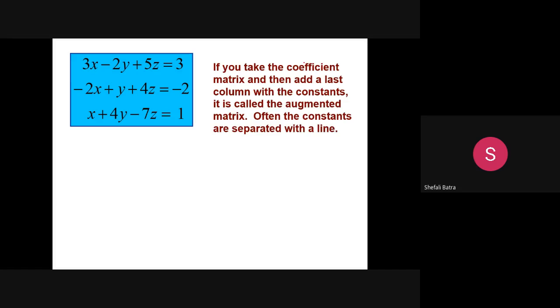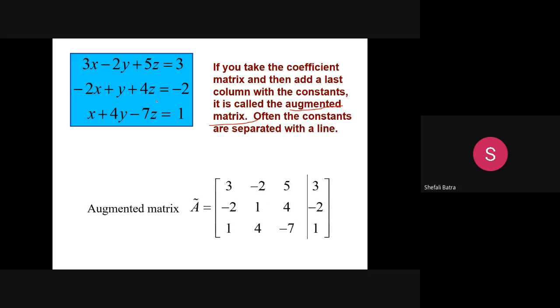Now, if you take the coefficient matrix and add a last column with the constants, meaning you are adding one column with these entries, then the matrix is known as the augmented matrix. So how will you write the augmented matrix? 3, minus 2, 5, minus 2, 1, 4, 1, 4, minus 7. This is the coefficient matrix, and then put either a column or a line, then the right hand side entries 3, minus 2 and 1. So this is your augmented matrix, and you represent the augmented matrix with this A and then this symbol. The coefficient matrix is represented by only capital A.